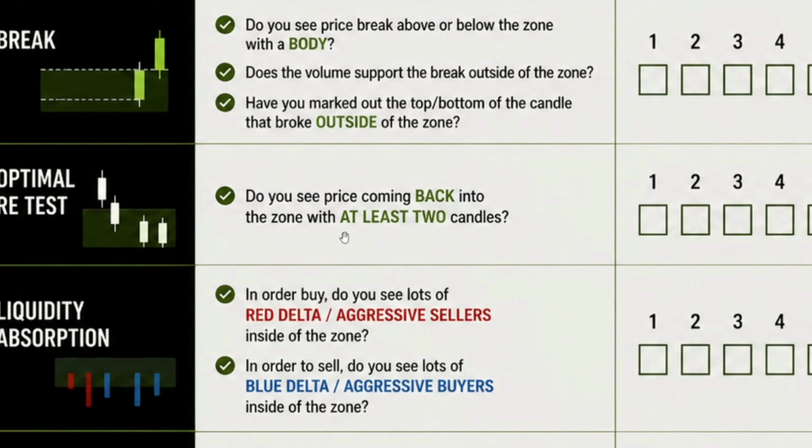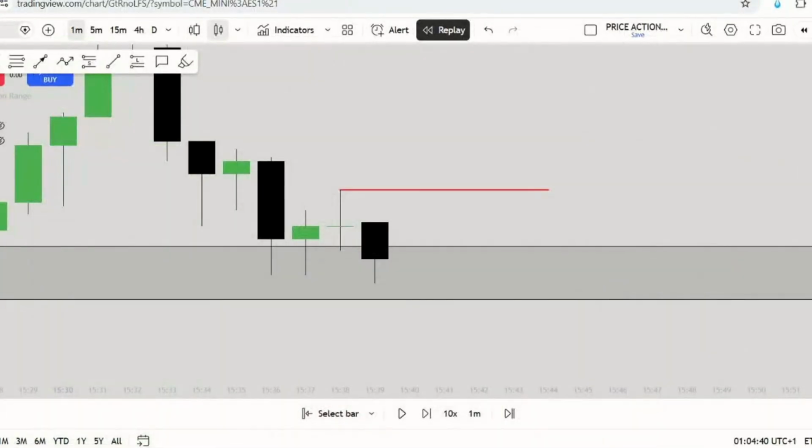To be honest, there's different ways of approaching this. I like to see at least 2 candles coming back into the zone because I want to see at least 2 minutes of absorption. Just from my own personal experience, I'm a little bit more conservative. I just prefer to see 2 candles. It's just a personal preference of mine.